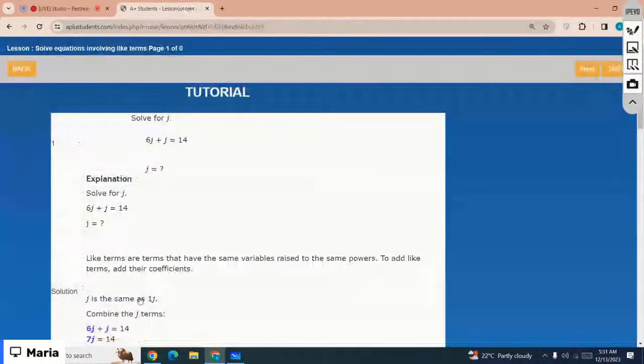For example, just look at the first example 6j plus j equals 14, right? So 6j and j, they both are the like terms because they have the same variable. You can collect them. Collect them means you can add, subtract, multiply, divide them. So 6j plus j is 7j, that is 7j equals 14. Divide both sides by 7.